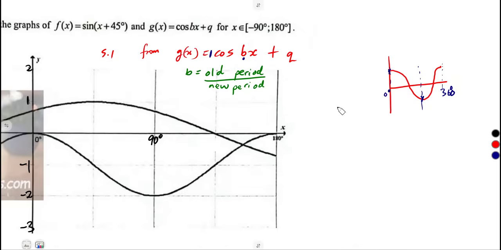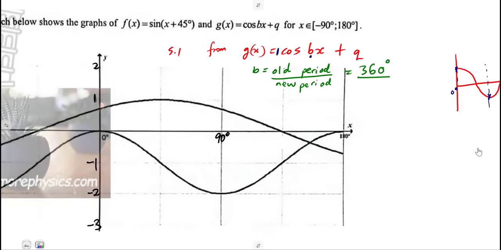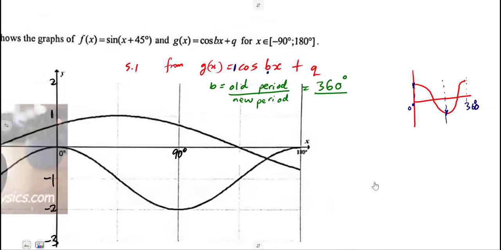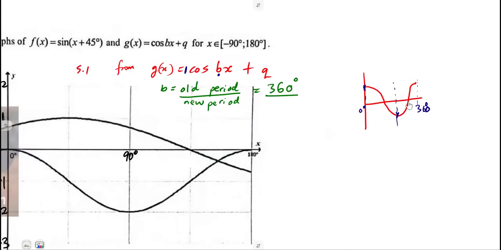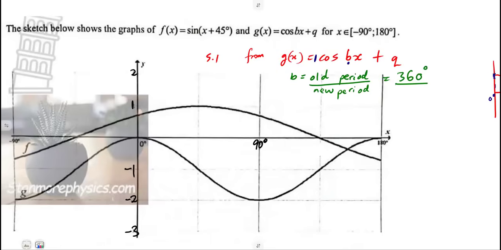So remember that, all right? Here, guys, you know this. So that's 360, the old one, over the new one, as we can see from this graph. Where is it completing its full cycle? Like this one, the same cos graph here, we can see its shape. It is here, this one. This is the same cosine graph.